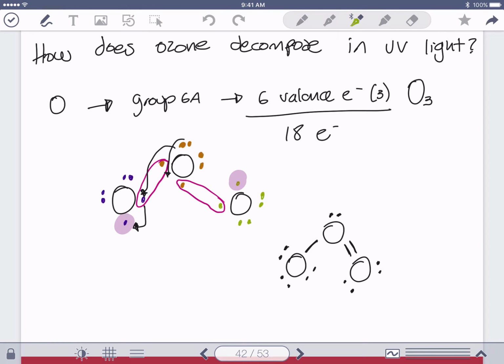Now, this double bond can move from one side to the other. So I could end up drawing this molecule with the double bond on one side with one of the oxygens or with the other oxygen. Regardless of how I draw this, each oxygen atom will not have more than 6 electrons around it.